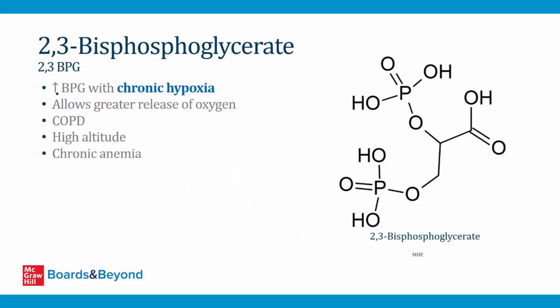So as I said before, BPG levels go up inside of red cells anytime there's chronic hypoxia, because the BPG will interact with hemoglobin and allow greater release of oxygen into tissues. So some of the situations where you can see high 2,3-BPG levels in red cells are patients with COPD who are chronically hypoxic. Also at high altitude, there can be chronic hypoxemia and hypoxia. And then anytime a person has a chronic anemia, their tissues will be chronically deprived of oxygen because there aren't enough red cells. And over time, this can lead to the production of 2,3-BPG as well.